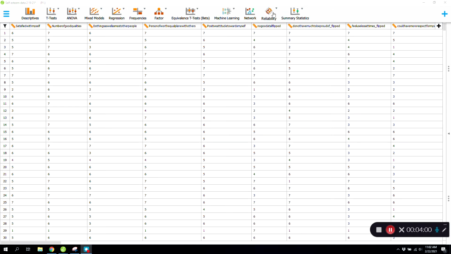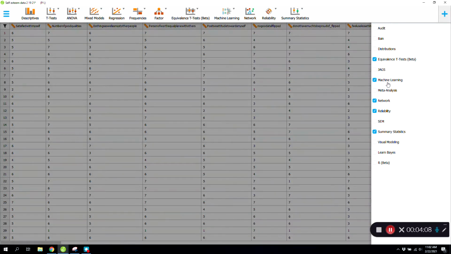I apologize. If you ever don't see something I tell you to use, see this plus sign over here? Click on that. It shows you a lot of different things you can have in or out. You custom design this control panel on top. So I could take out these equivalence tests. I might take out machine learning, we're not doing that in this course. We're going to use network analysis, reliability, structural equation modeling, summary statistics. Does that make sense?